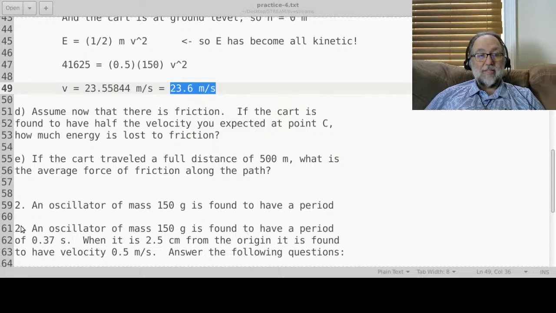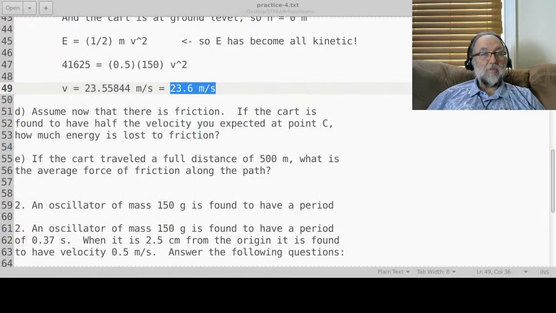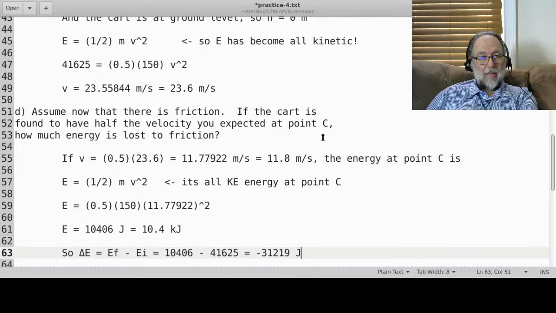So the energy at point C, let's look at it again. That energy at point C is going to be less, but it's still going to be all kinetic energy. It's going to turn out to be a quarter of the energy that it was without the friction. Even though it's less energy, it's still all kinetic energy. And so we can calculate that by using the same formula. Let me cut and paste it here, but just substituting now half of the velocity, and go over the solution.